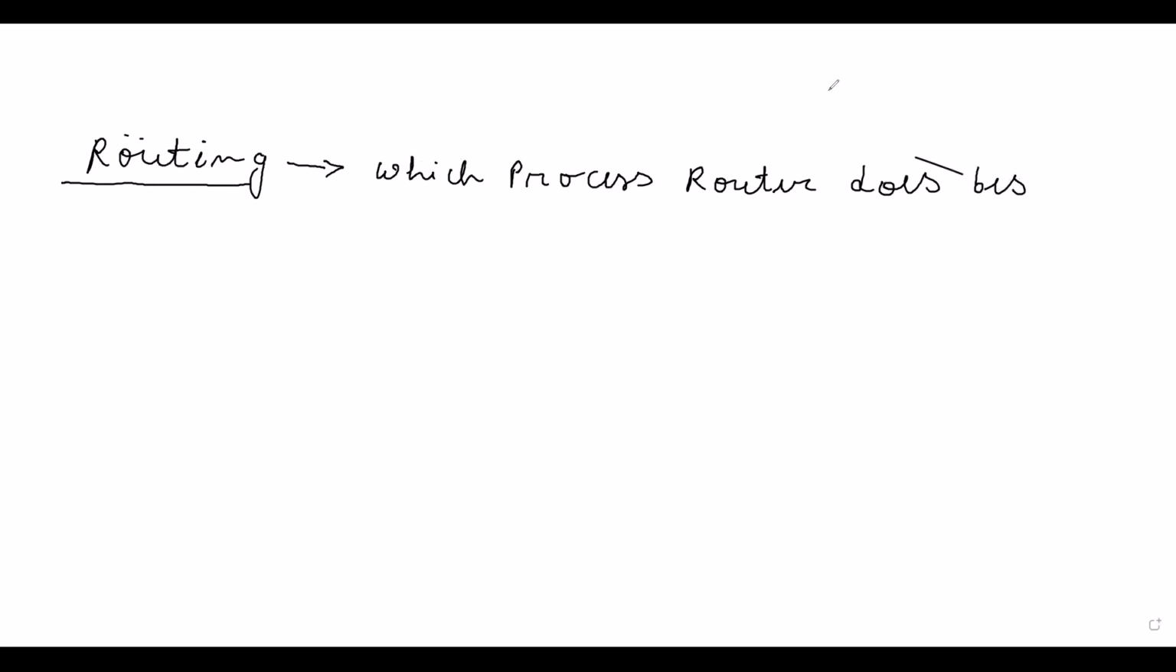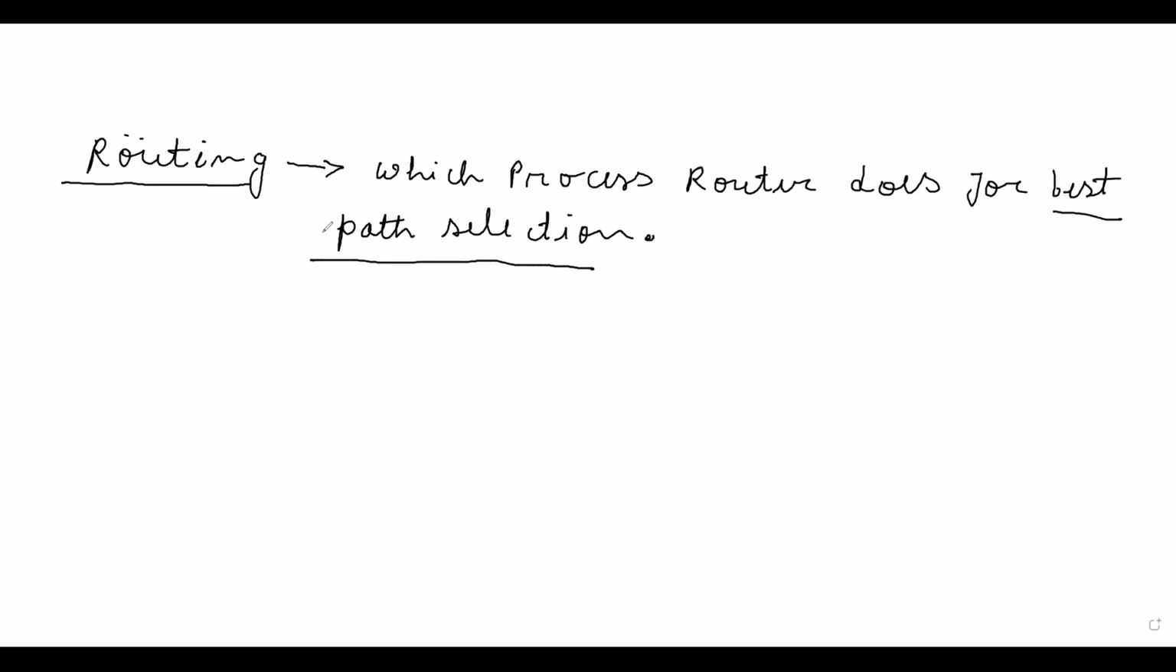Something is wrong here. Which process a router does for best path selection, that is routing. Okay. So what is best path? What does this mean? Best path. Okay, let's see.